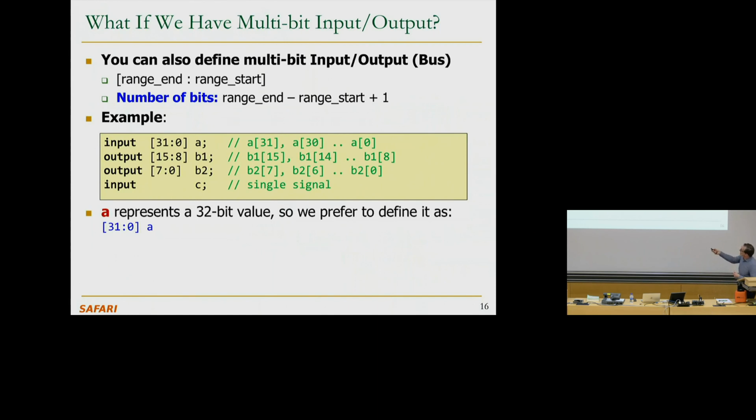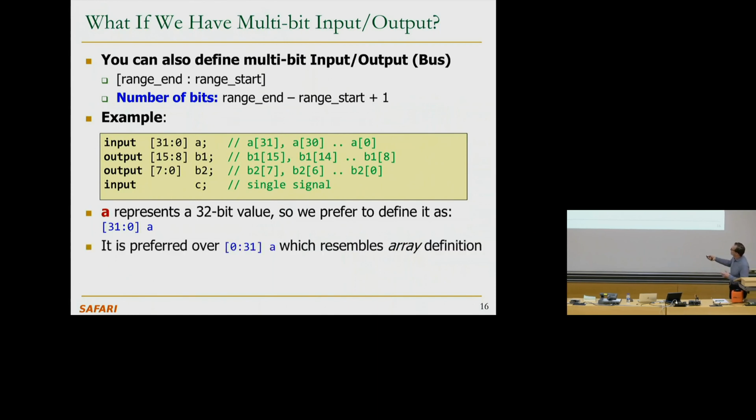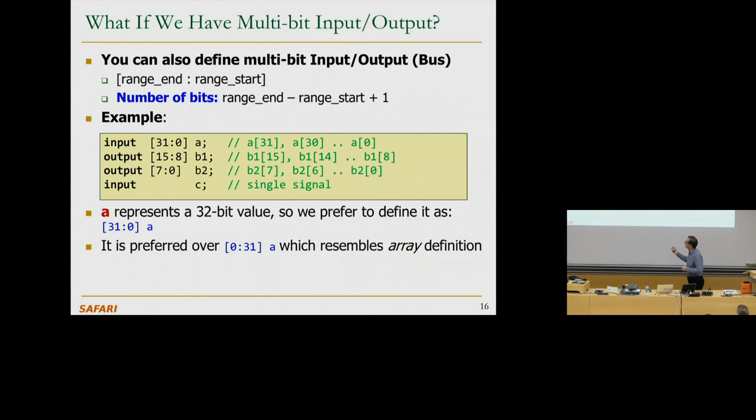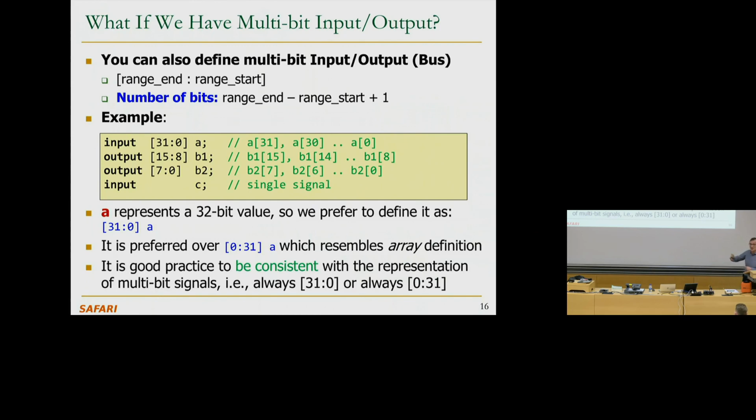So A represents a 32-bit value in this case. We prefer to define it that way. You could also define it this way, but again, this is a convention. I find this a lot easier to follow. The least significant bit is over here, and the most significant bit is over here. But it's good practice to be consistent with the representation.